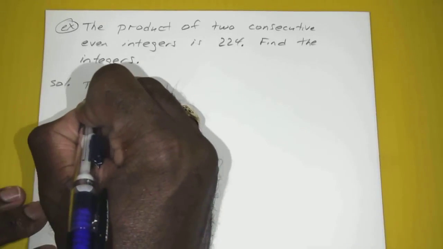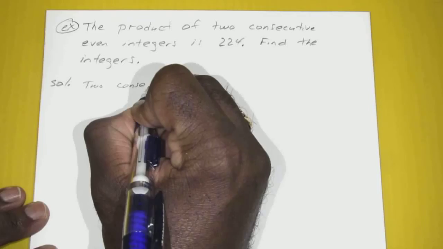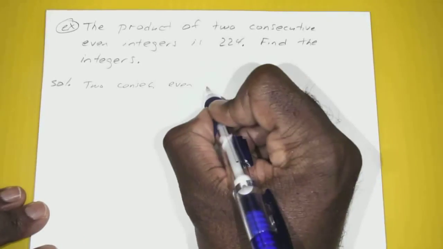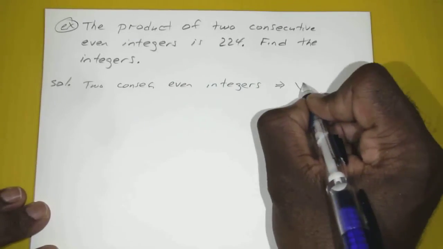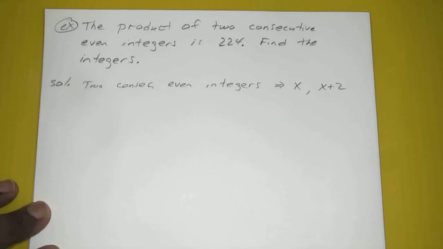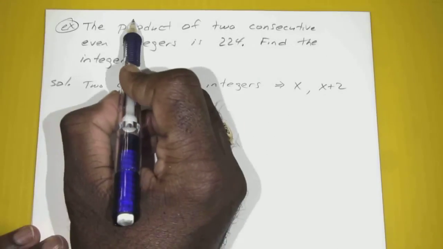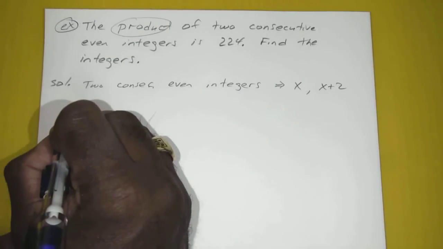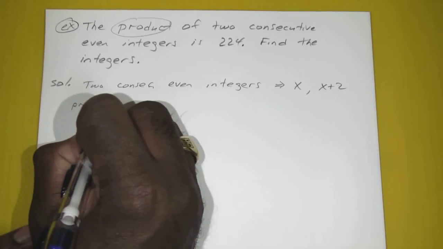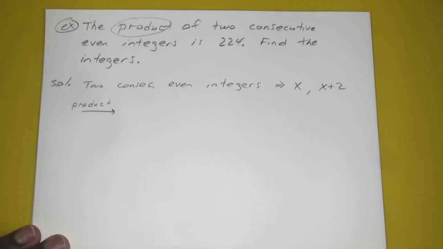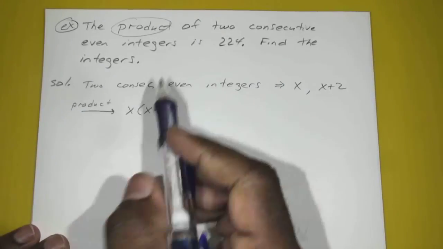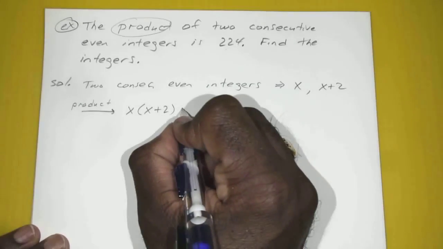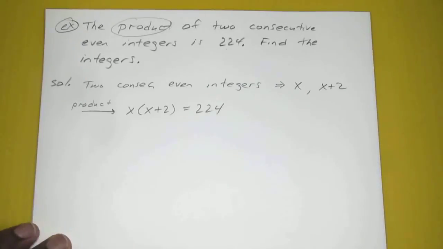Okay, so remember when they say 2 consecutive even integers, that's just x and x plus 2. Now, you know when they say the product of them, you're just going to multiply. So when you see the product of them, you have x times x plus 2, and we know that product is 224. So it's equal to 224.